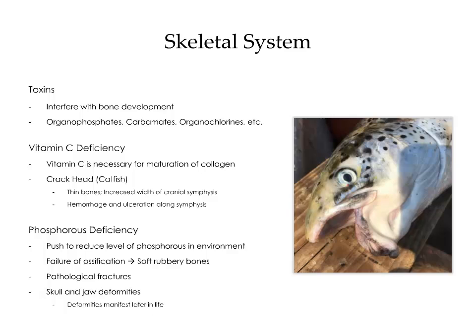In an effort to reduce the level of phosphorus in the environment, some feeds end up with less phosphate than is required. This can result in phosphorus deficiency. Phosphorus deficiency is associated with a failure of ossification, resulting in soft rubbery bones and pathological fractures. One of the classic lesions associated with phosphorus deficiency are skull and jaw deformities. These deformities will typically manifest later in life, even if the deficiency was limited to the early stages of development.